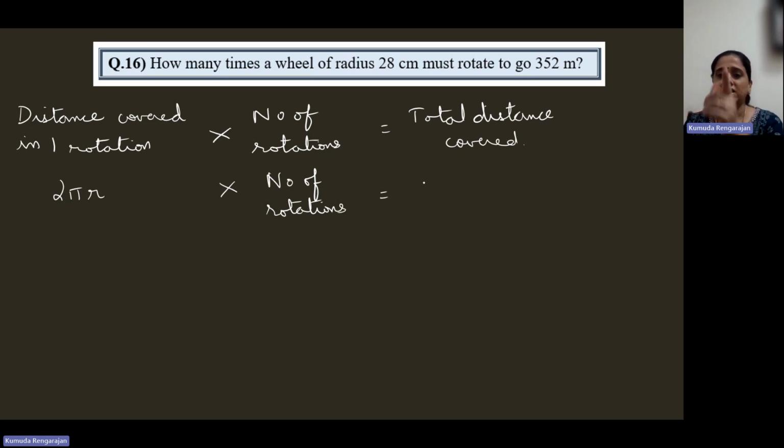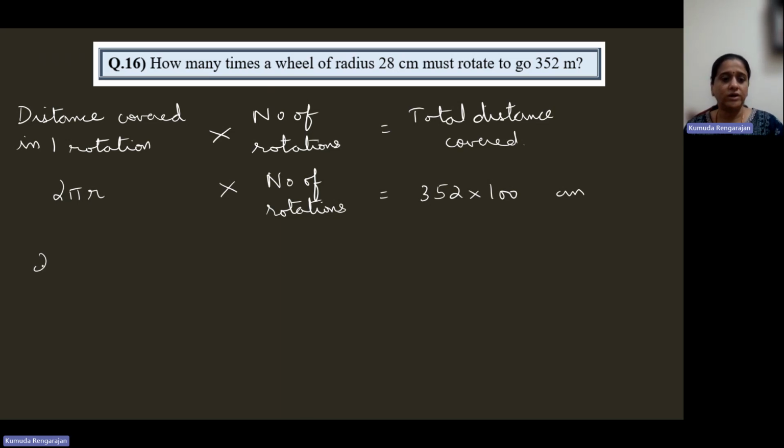But what do you observe? Radius is in centimeter, but the distance is in meter. When you're substituting the values in an equation, you must maintain the same unit. Either you have meter throughout or centimeter throughout, but it should be the same unit. You cannot have centimeter on one side and meter on the other side. So what will you do? You will convert meter to centimeter. So 352 meters, you will convert to centimeters: 352 into 100 centimeter. Why? Because radius is in centimeter.